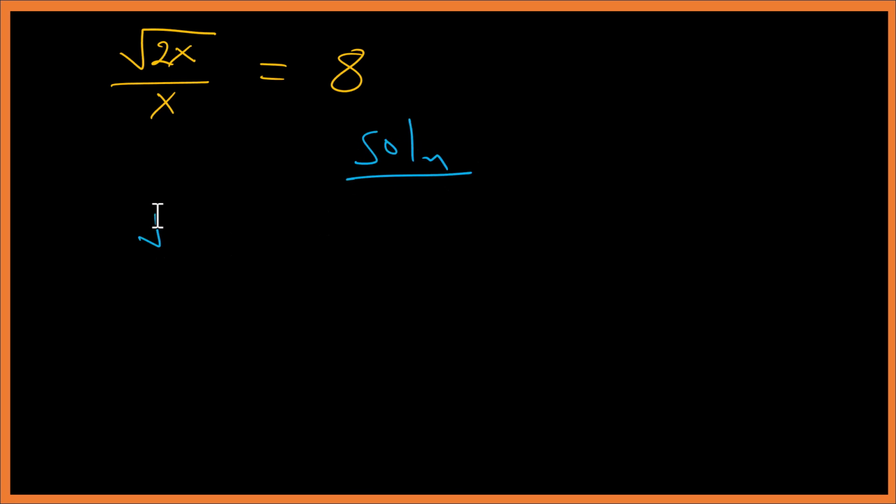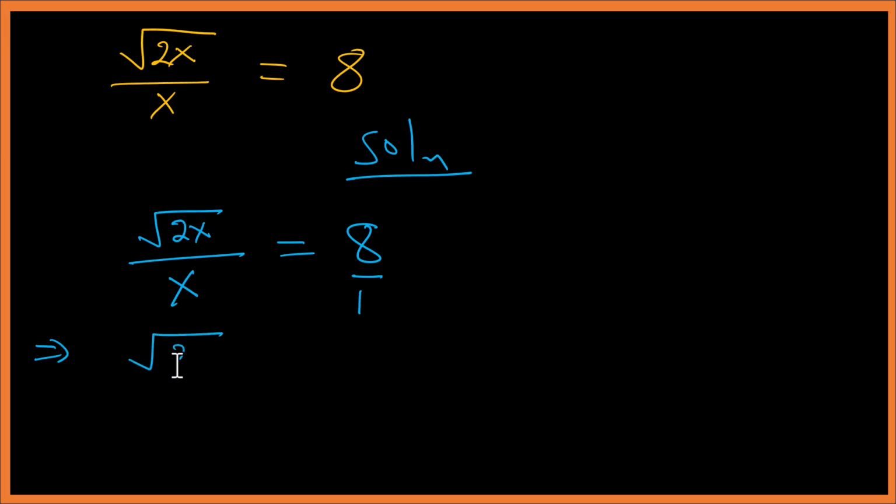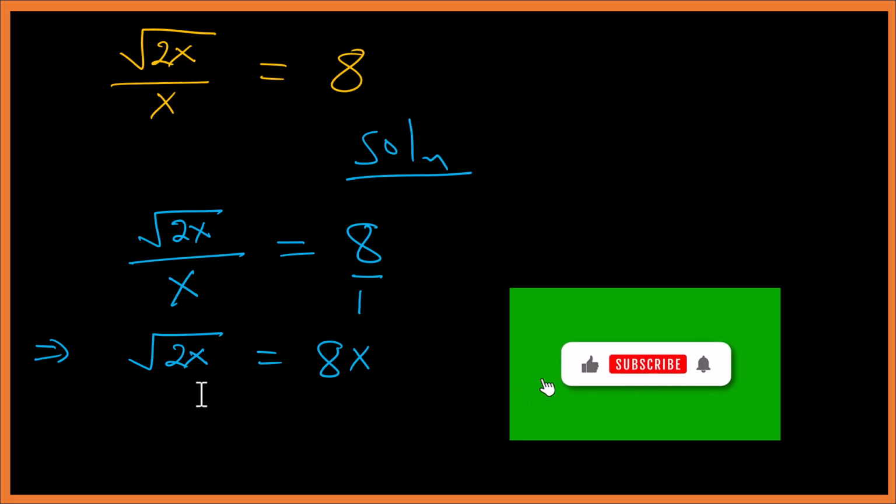Now we are given square root of 2x over x equals 8. From here, we can make this side over 1 so that it will be uniform. So 1 times 2x equals 8x. Now, before we can solve for x, we have to get rid of the square root sign. So let's square both sides.